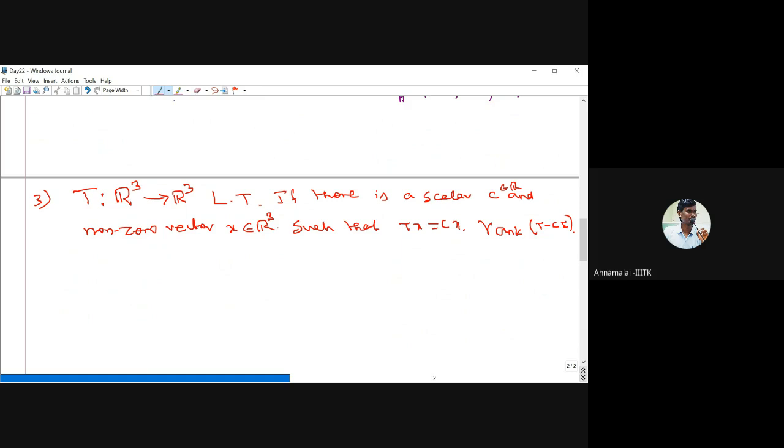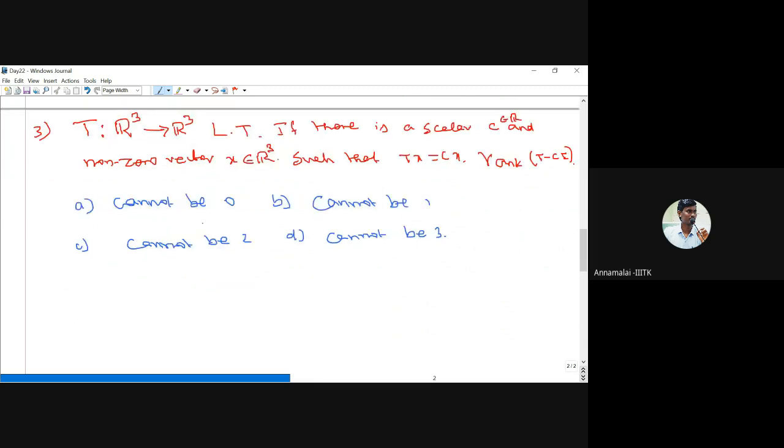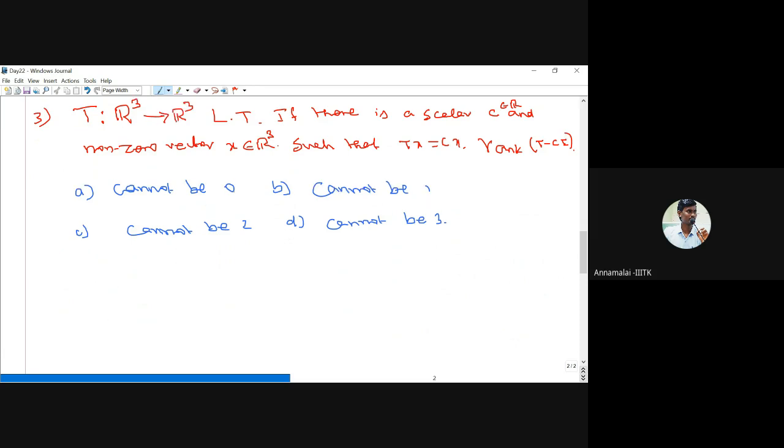The options are: cannot be 0, cannot be 1, cannot be 2, and the last option is cannot be 3. So what do you mean by rank actually? Rank is nothing but the dimension of the range space. So again you have to apply the rank and nullity theorem anyway.